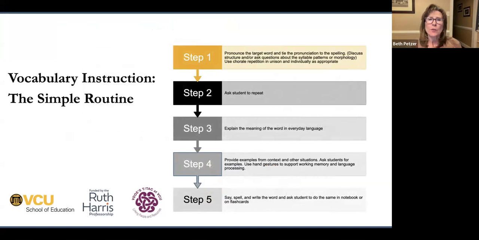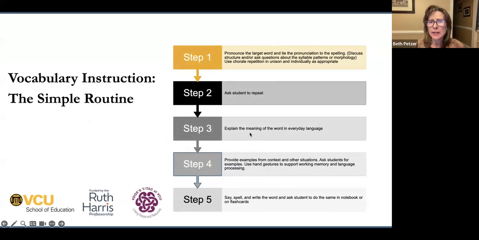So now here's where we take the science of reading and connect it to the instructional routine. We're going to pronounce the target word and tie the pronunciation to the spelling, discussing the structure and the syllable patterns, the morphology, and we're going to use choral repetition, which aids the processing and recognition of sounds. This synchronized activity strengthens the neural connections between the sounds and the letters. So we ask the student to repeat.